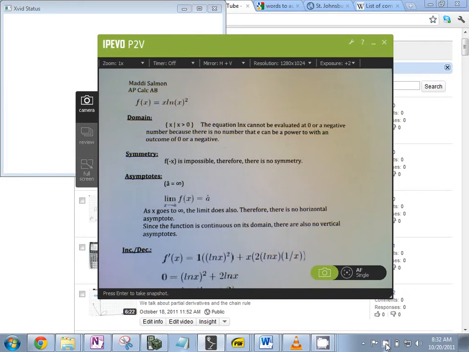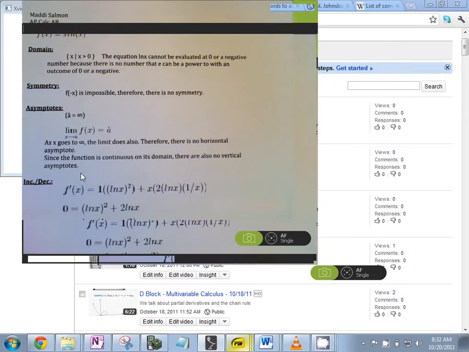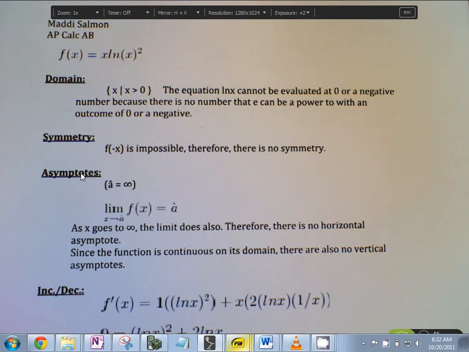Asymptotes. Now, here's the thing. Can you make it full screen? Yes, I can. Oh yeah, when I used the LaTeX, it turned infinity into an A. Sorry. Okay, so you're looking at what happens as the limit as x goes to infinity. That's supposed to be infinity right there, right? As x goes to infinity, the limit does also.